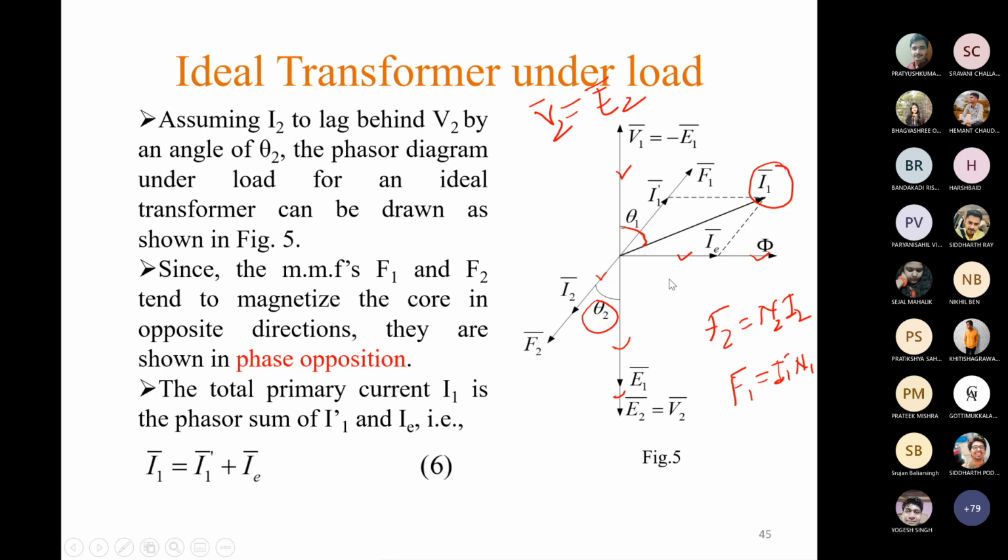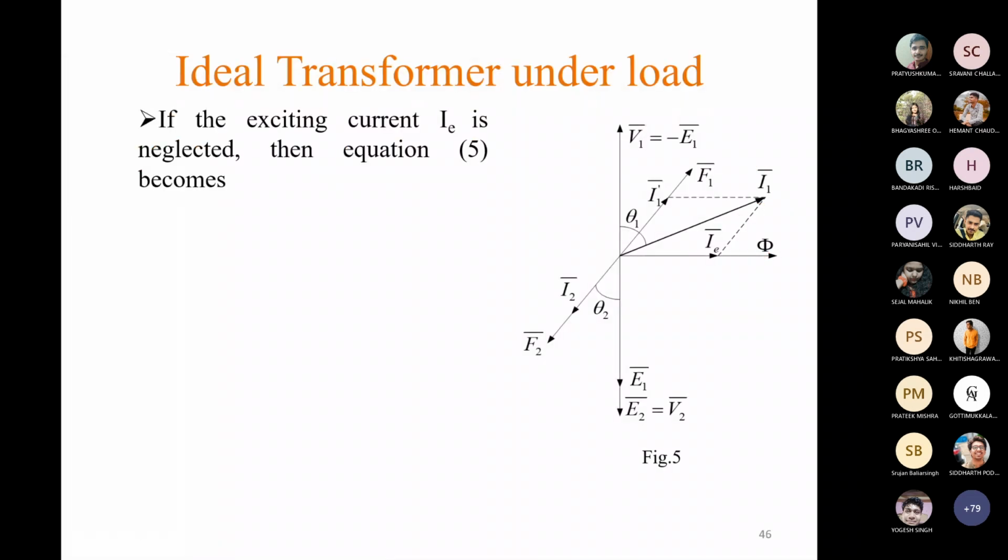So we can write this equation now. I1 is equal to I1 dash plus IE. Now some simplification.